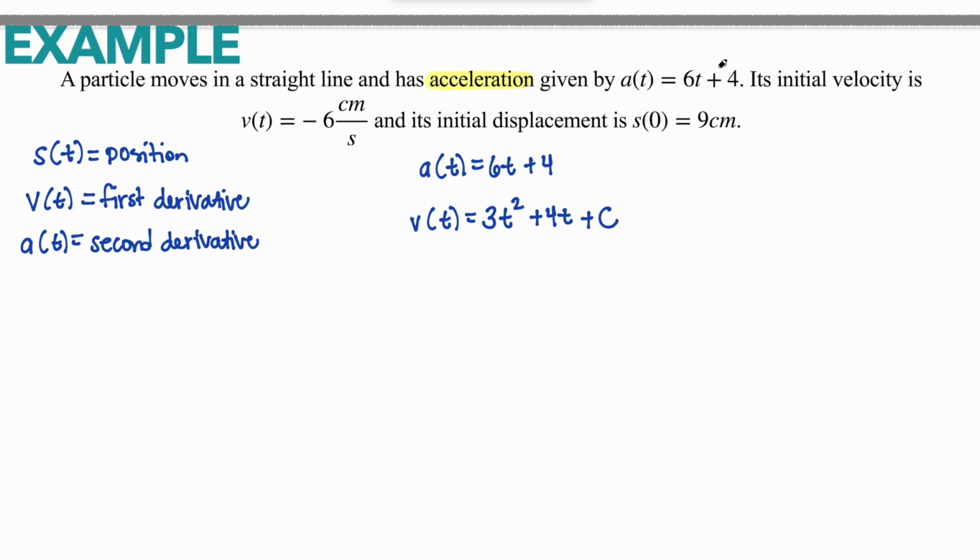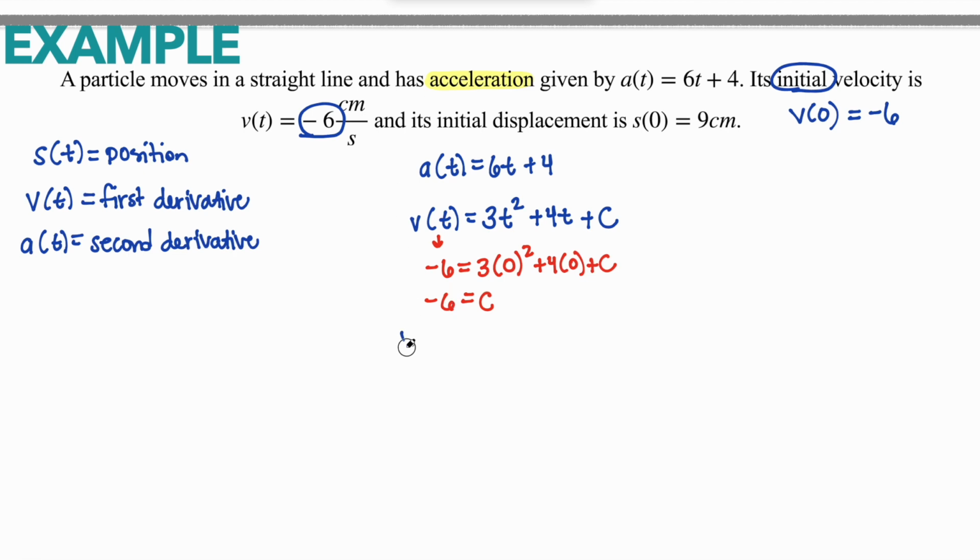And then here's what they do. They actually tell us how to find c. They tell us that the initial velocity, meaning v of 0, is -6. So if I plug in 0 for t, I should get the answer -6. So it'd be 3 times 0 squared plus 4 times 0 plus c equals -6, which means c equals -6.